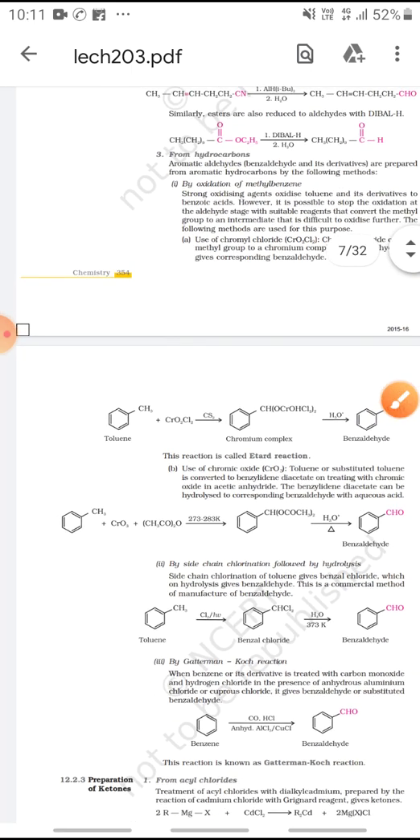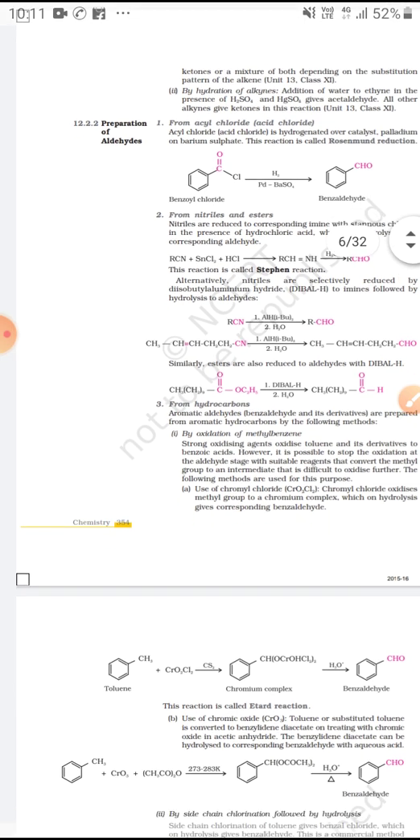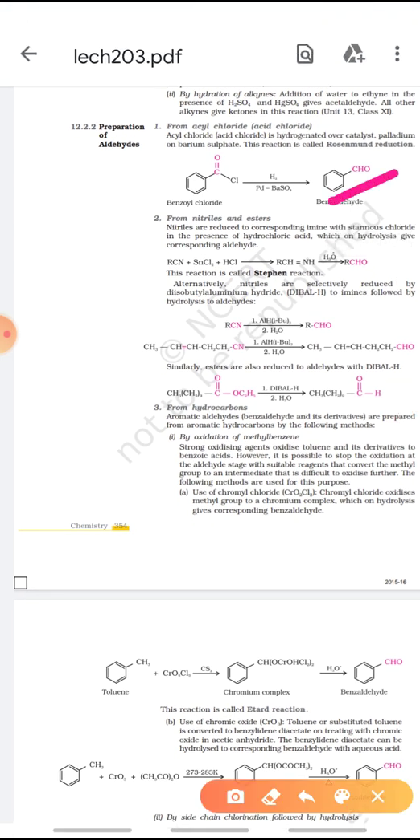So, for the preparation of aliphatic aldehyde, you have to use either Stephen's reaction or DIBAL-H. And for the preparation of aromatic aldehyde, you have to use the starting material toluene and can use either Etard reaction or chromyl chloride, or Rosenmund reduction. This Rosenmund reduction also you can use for the preparation of benzaldehyde.